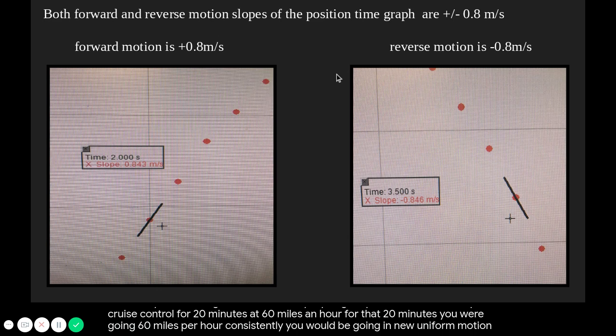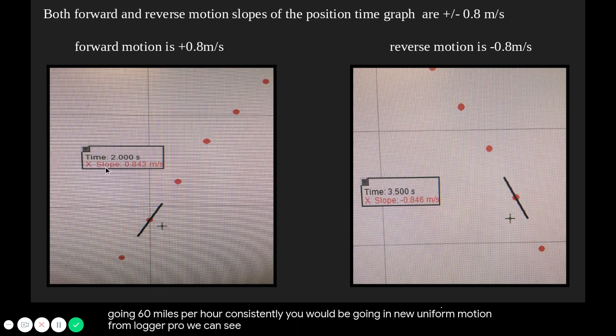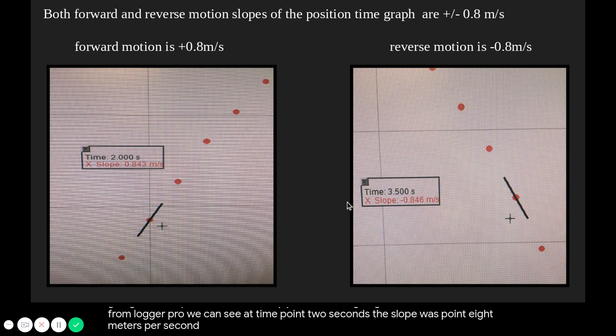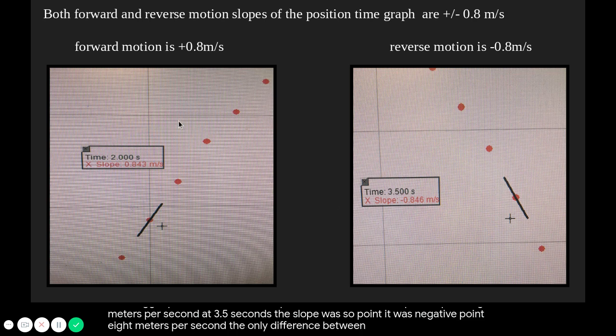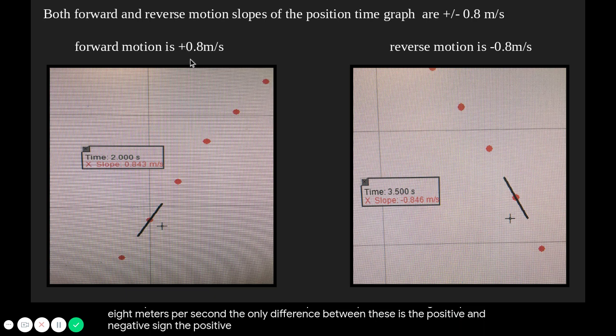From the graph from Logger Pro, we can see at time 0.2 seconds, the slope was 0.8 meters per second. At 3.5 seconds, the slope was negative 0.8 meters per second. The only difference between these is the positive and negative sign. The positive represents the forward motion of the car, and the negative refers to the reverse motion of the car.